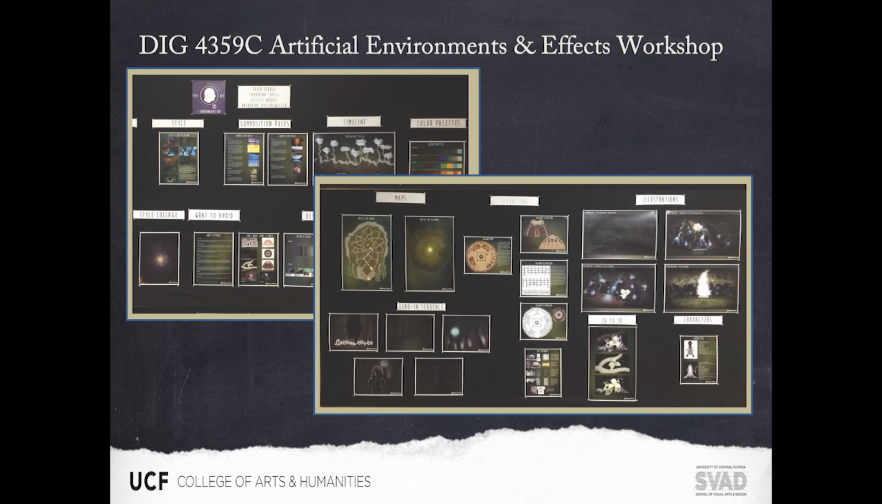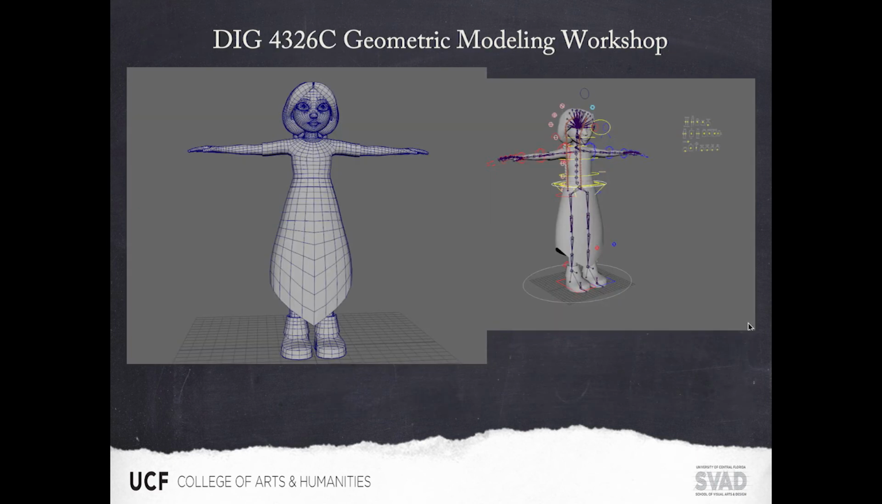In Artificial Environments and Effects Workshop, students design the color palette and style of all of the environments of their films. Environments are laid out and built in 3D software. In Geometric Modeling Workshop, students model the characters for the films based on the character designs and maquettes created in Visual Story and Visual Development class.